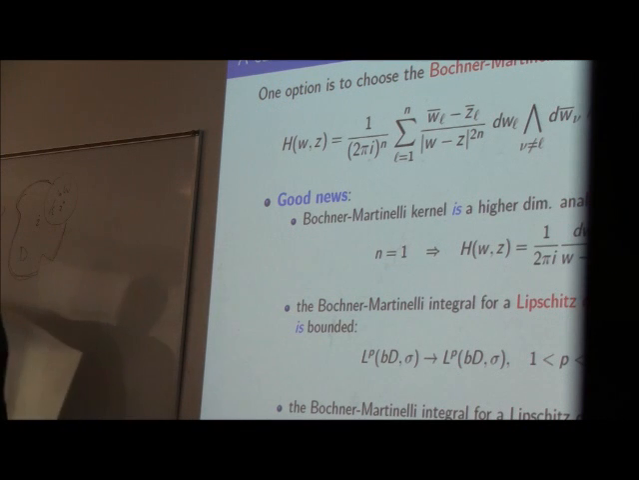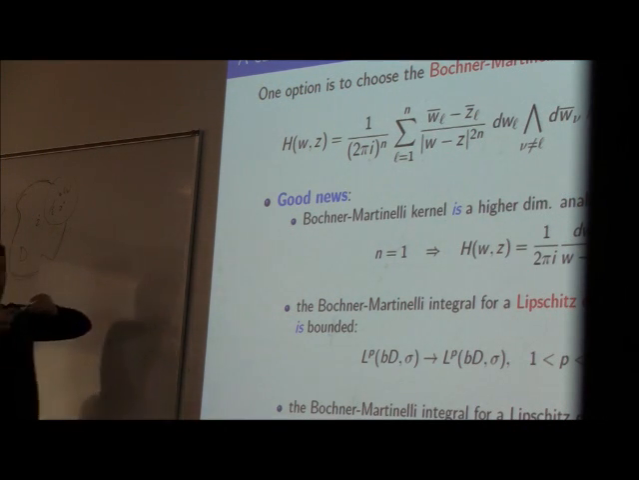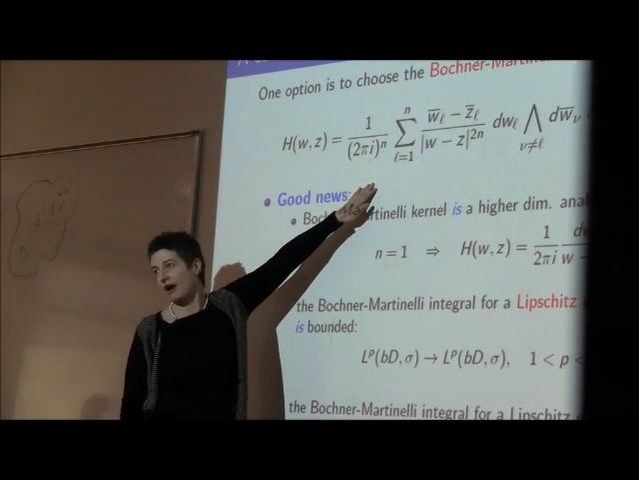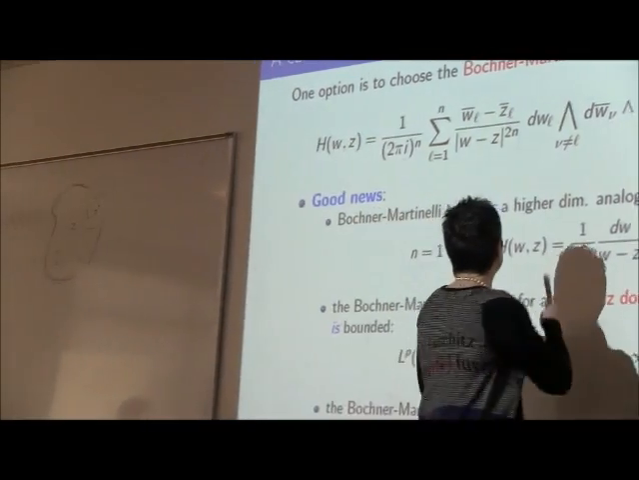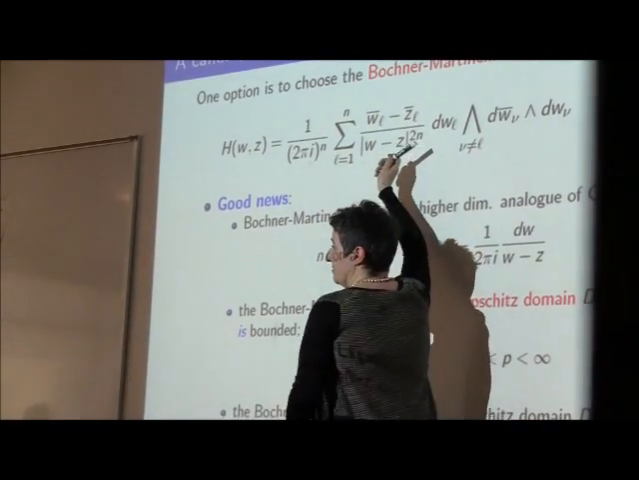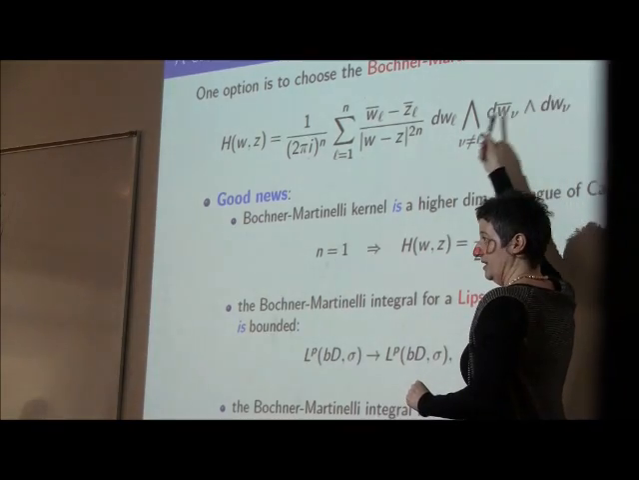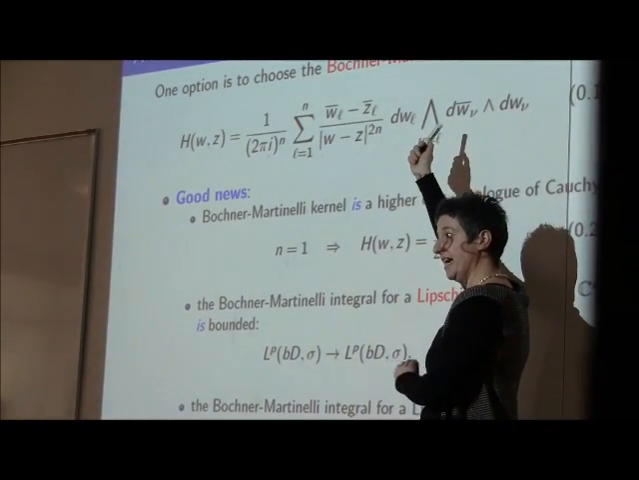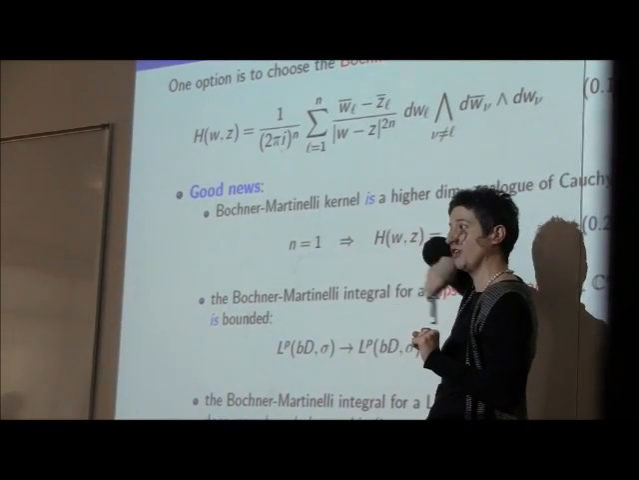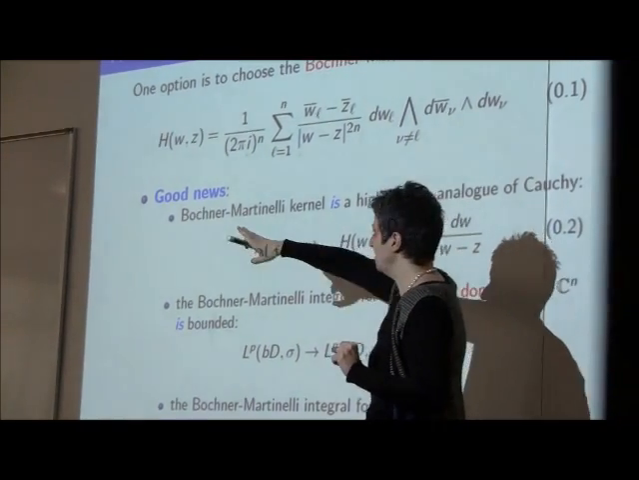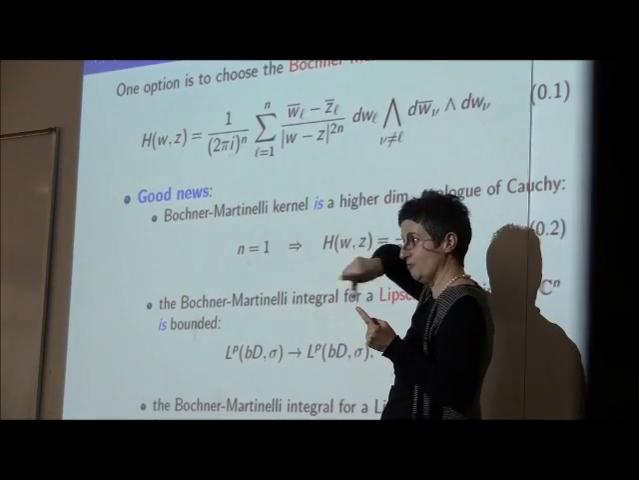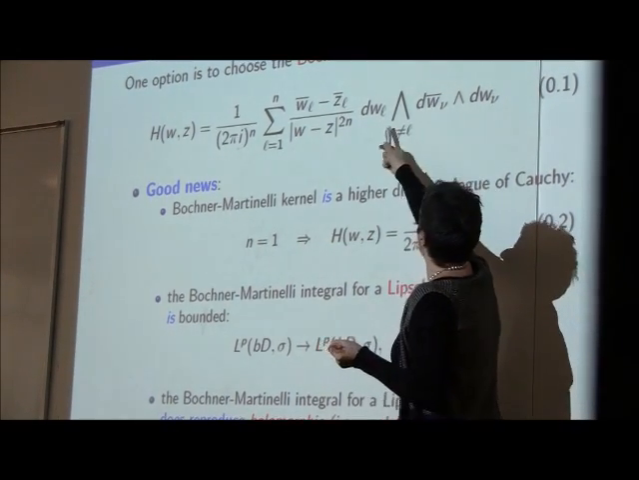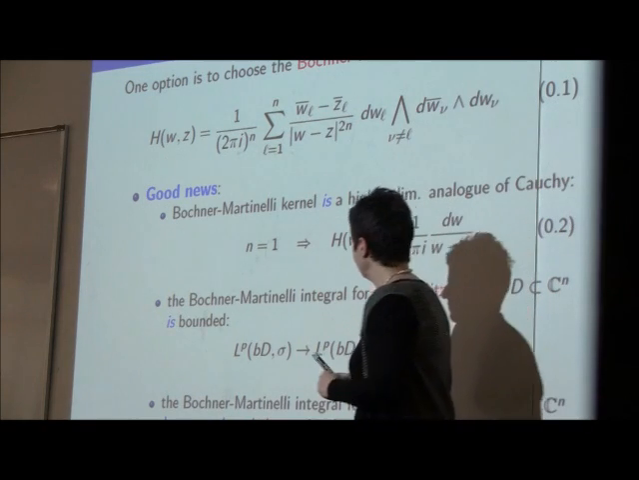So if you implement this one-dimensional trick in higher dimension, the operator that you're actually working with is the Bochner-Martinelli kernel. Notice that when I talk about kernels here, I don't just think of a function, but rather I think of a differential form. And the form has the same degree as the dimension of the boundary that you're working with. So in the plane you have d omega over omega minus z, because the boundary is one-dimensional. Here you have a form of degree 2n minus 1.